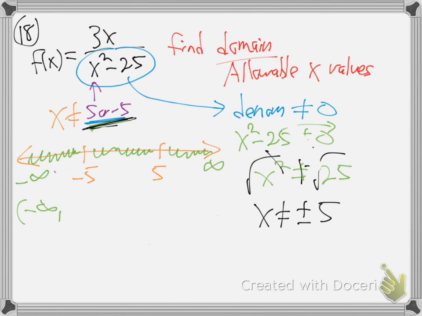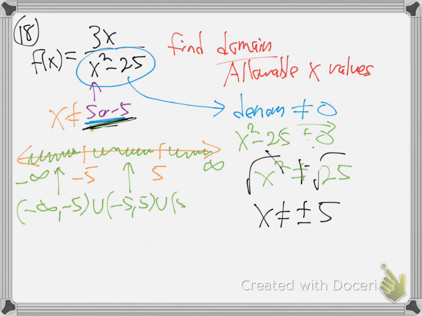So how do you say that? Negative infinity. Remember, intervals are left edge, right edge? And parentheses, right? Because we're not touching the negative 5. That's kind of the whole point, huh? We're not hitting the negative 5. United with negative 5 to 5, that middle section.